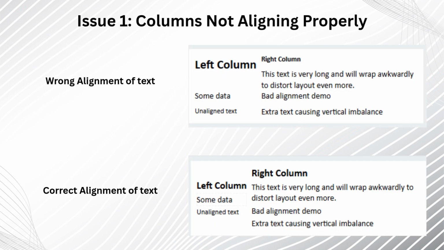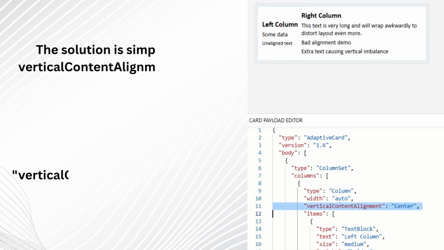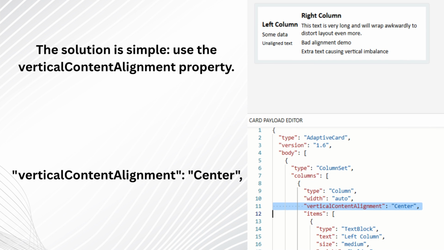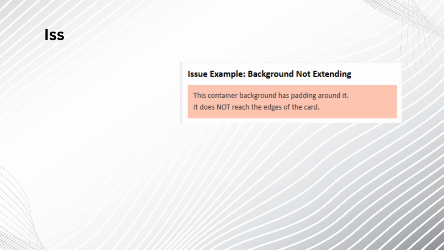Issue 1. Columns not aligning properly. The problem here is that text or content in different columns doesn't align horizontally. It looks messy and unprofessional. The solution is simple. Use the vertical content alignment property. In this example, we have a column set with 2 columns. By setting vertical content alignment to center in both columns, the content will align perfectly in the middle, creating a clean, professional look.